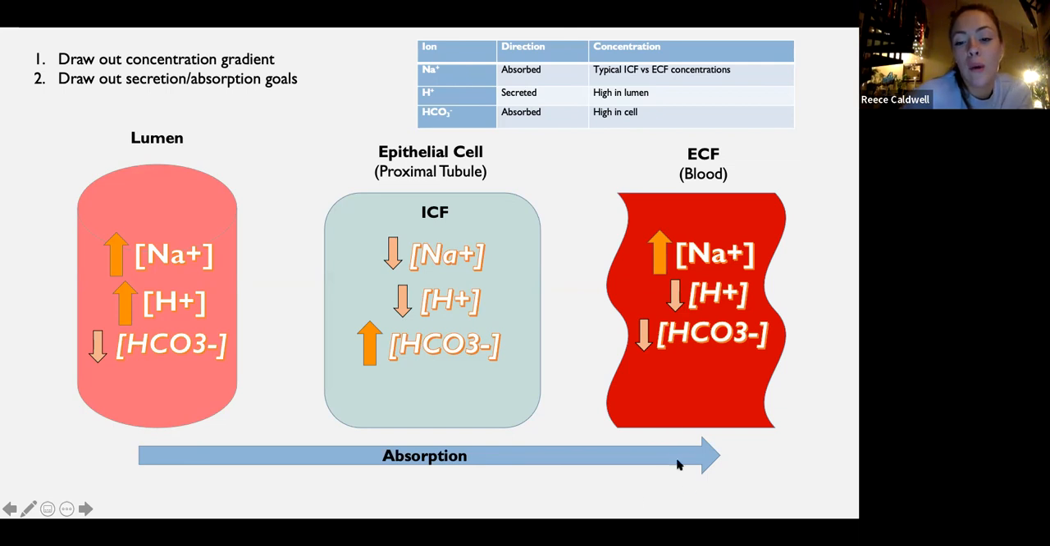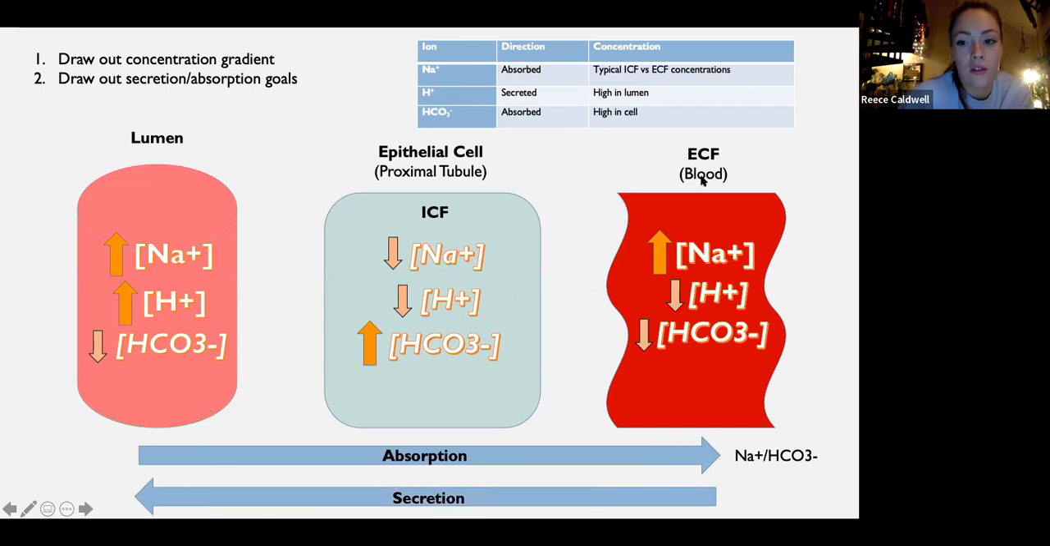So what we are told is being absorbed is sodium and bicarb. So we can write that at the end of our arrow. Now we'll draw out our secretion goal. So secreting is going from the blood through the epithelial cell into the lumen to be secreted by the body. Specifically, when we're talking about the kidneys, we're talking about secreting it through the ureters, through the bladder, through the urethra, urinating it out. And the ion that we're given that is being secreted is hydrogen.